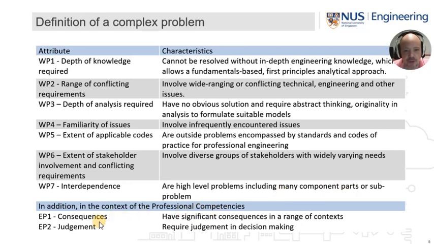In terms of professional competencies required for complex problems, there should be consequences. When you solve a complex problem, typically there are consequences to your solutions within a given context. There should be some form of judgment in your decision making. You have to make decisions. You have all these conflicting requirements. You have different stakeholders. You may have different engineering solutions as well, and you have to make a decision. And that judgment is important. That's an inherent part of a complex problem.